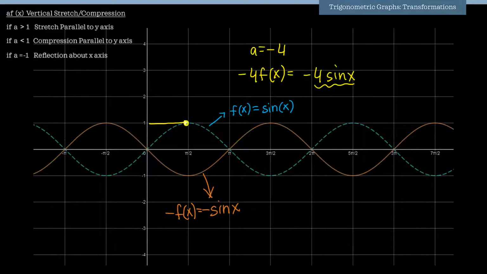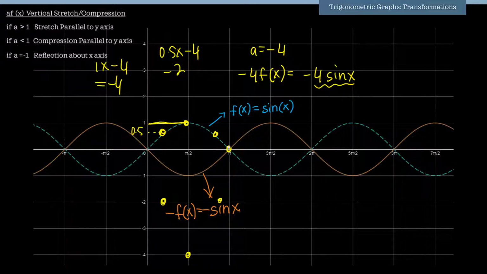So this point which was at 1, the value of this y coordinate is going to get multiplied by minus 4. So 1 times minus 4 is going to be minus 4. So this point which was at 1 is going to go to minus 4, which is over here. Similarly, this point which was at 0.5, I am going to multiply with minus 4. So 0.5 times minus 4 is minus 2. So this point is going to go over here. Similarly, this point is going to go over here.